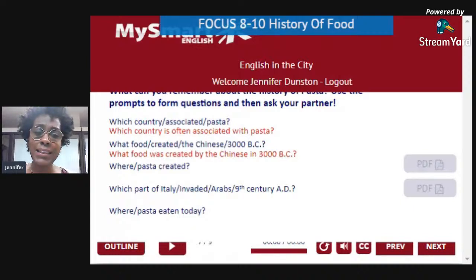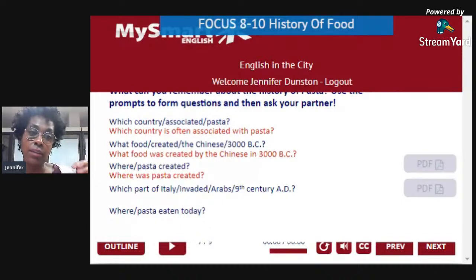Okay, let's take a look at the next prompt. Where pasta created? This is kind of easy. I think this is the easiest one. Does anyone have any ideas? Where was pasta created? Very good. Now here, if you notice, Sabrina, I said that often you will find the verb to be next to the past participle. But in this case, no, because we have the subject in the middle. Where was pasta created? In China. Thank you. Pasta was created in China.